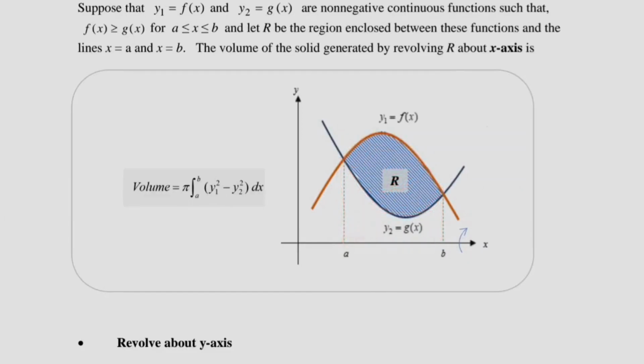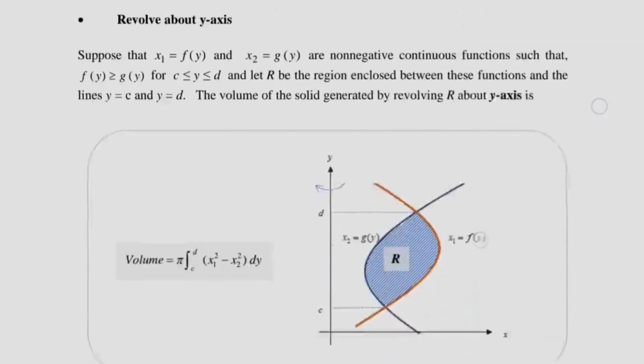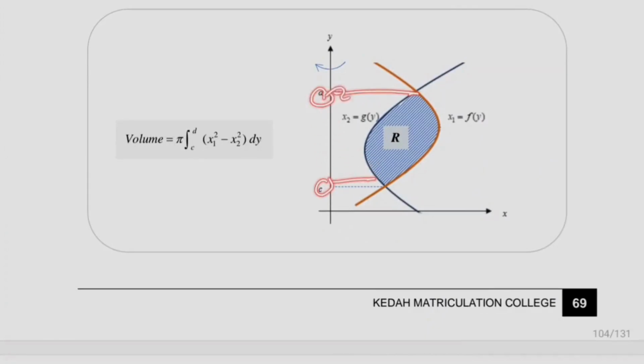But now to find the volume, you just have to add in the formula, which is squared. You have to square the outer function first, minus with the lower function squared. This means that it's not the outer function minus the inner function, all squared. It's each of the functions squared and then minus. Okay? And don't forget there's also pi in front. And don't forget the limit is also in terms of x if we are rotating about the x-axis, and the limit is in terms of y if we are rotating about the y-axis.